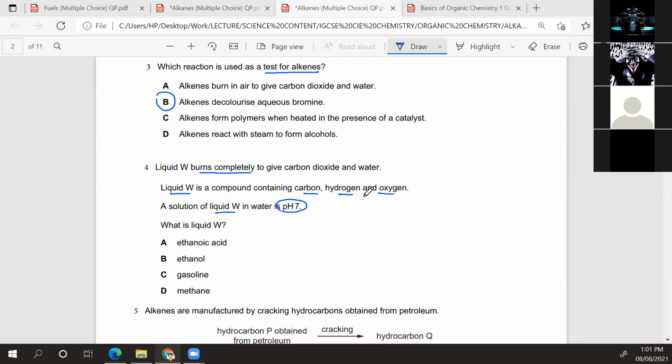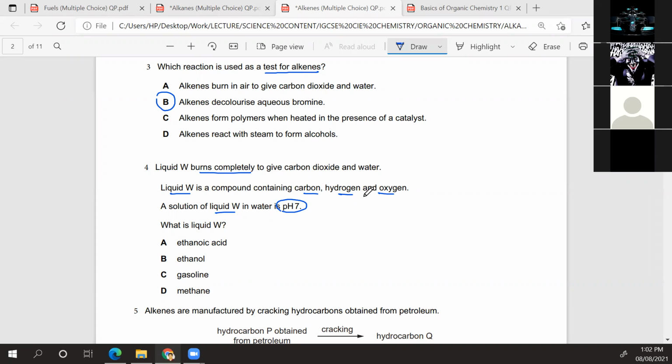Because when we had done these concepts, I had mentioned specifically that the test for alkenes is always the bromine water test, because that will give you an observation where the brown color will get decolorized. Okay.